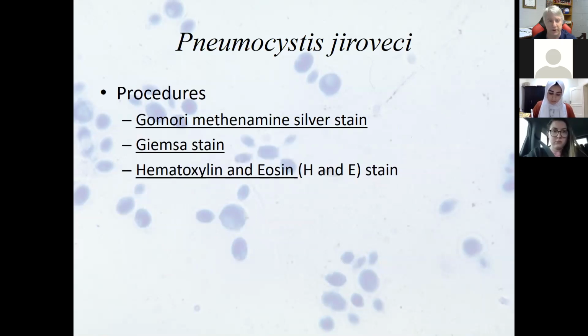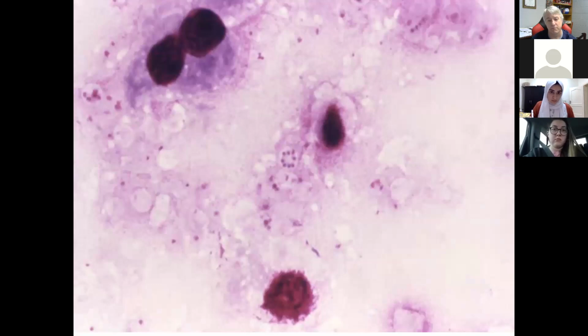Of course, we just talked about the Gomori silver stain and the Giemsa stain, and we have H&E stain. Hopefully, if you're looking at the slide, you see the 8.